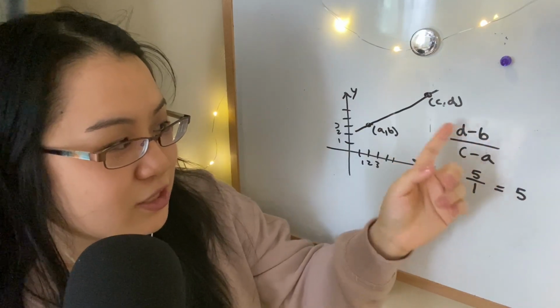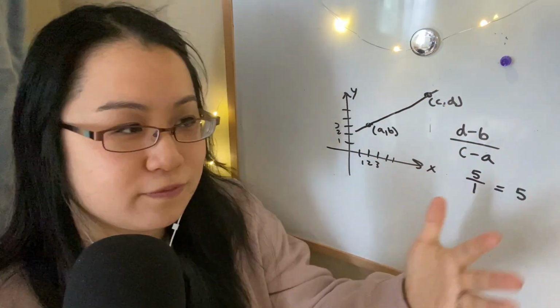Change in the vertical is literally 5 over 1, which is 5.